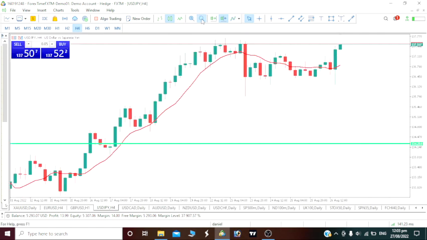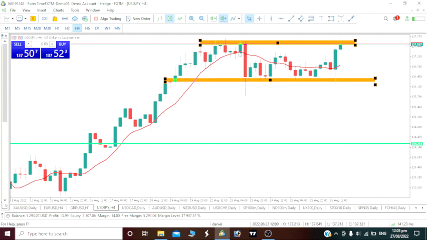Now on our 4-hour time frame, we can all see that the price is actually ranging. On our daily time frame, it is actually a pullback level, by the way. On our daily time frame, pullback level. On our 4-hour time frame, it is kind of ranging.